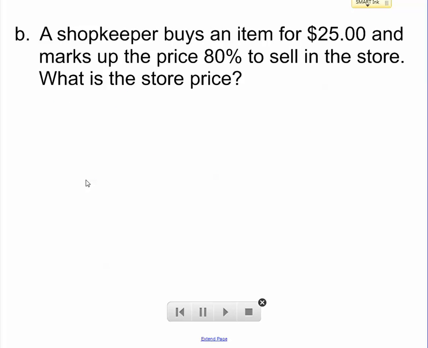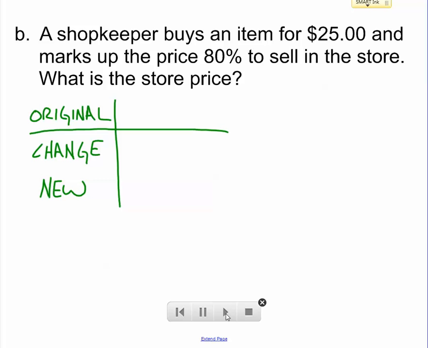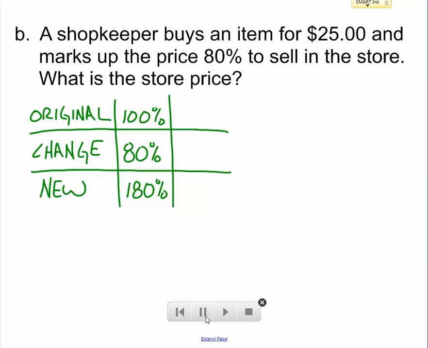A shopkeeper buys an item for $25 and marks up the price 80% to sell in the store. What's the store price? Okay, so again, we're going to go with the original price. We're going to look at the change, and we're going to look at the new price. The original price is always 100%. The change is 80%, and it's a markup this time.